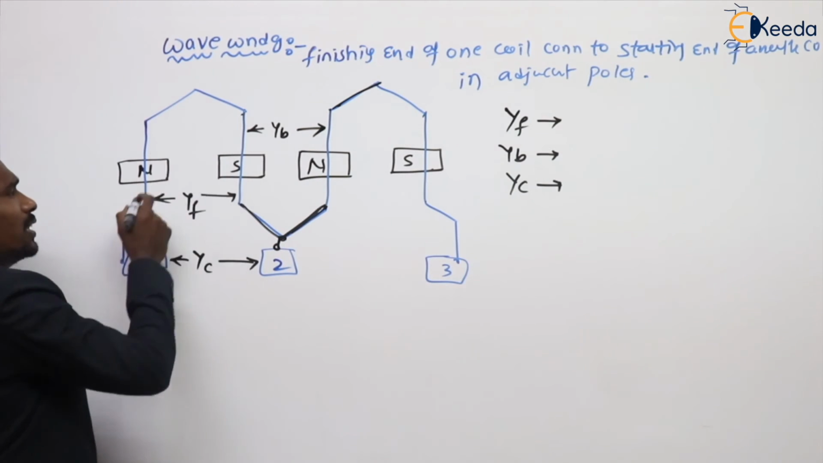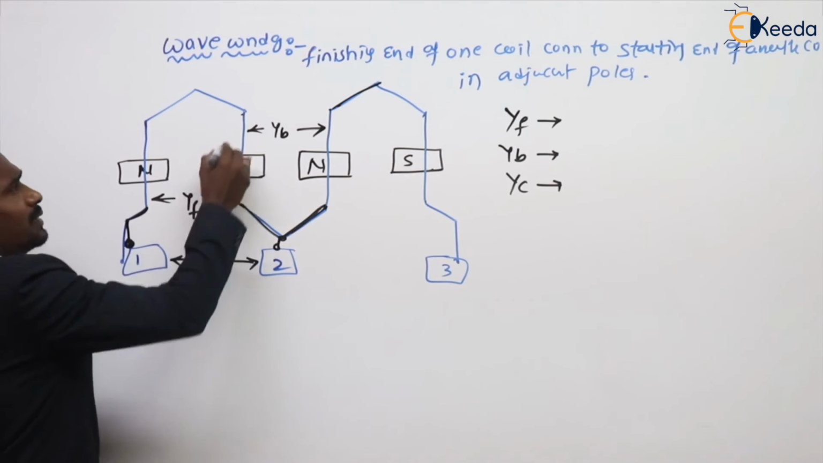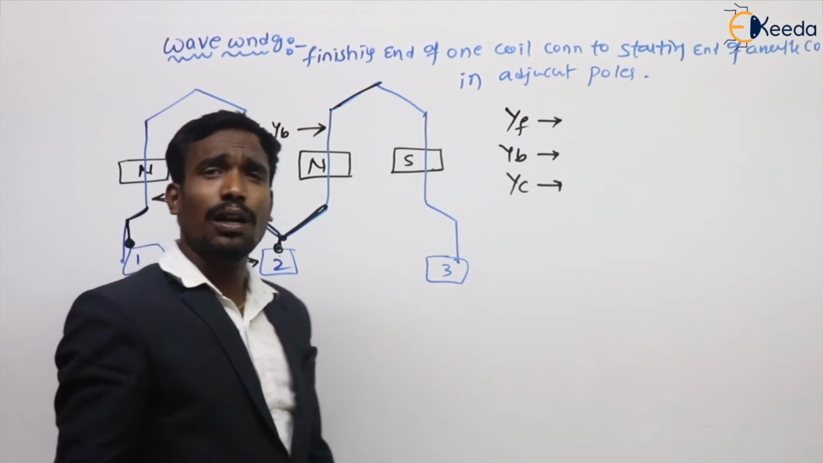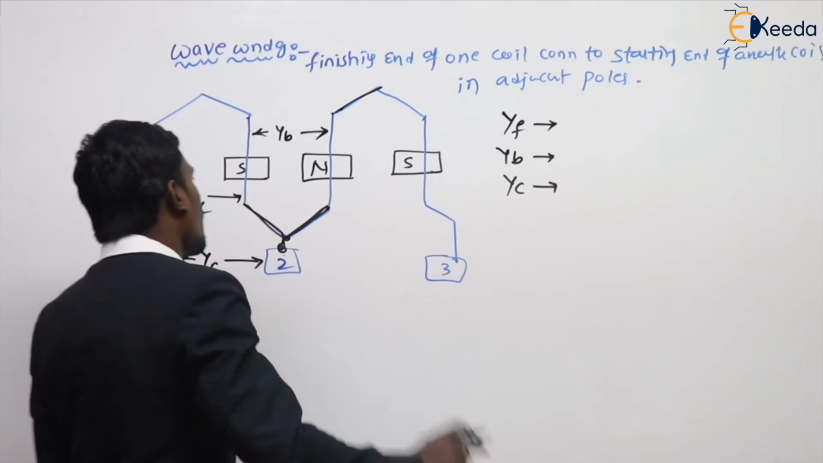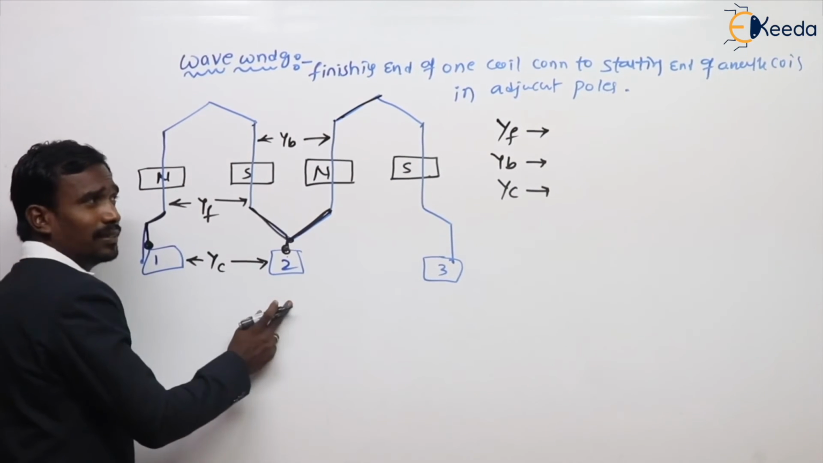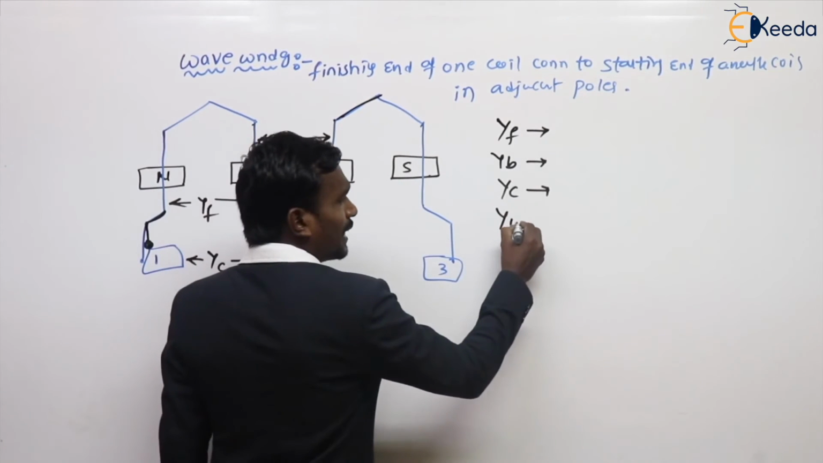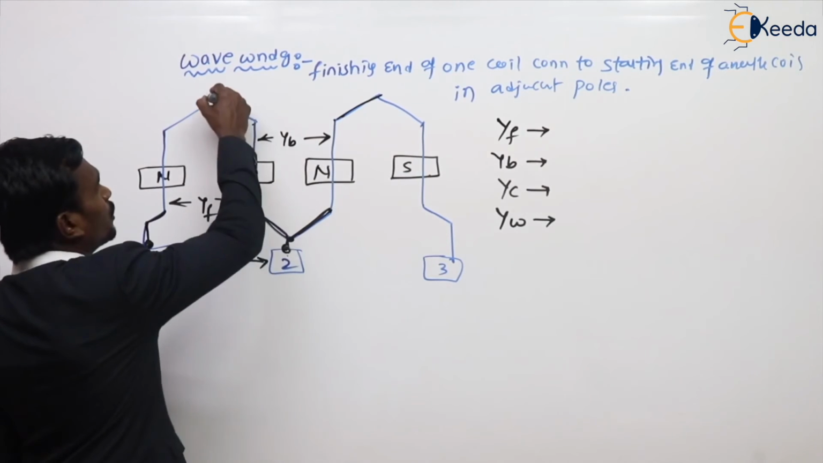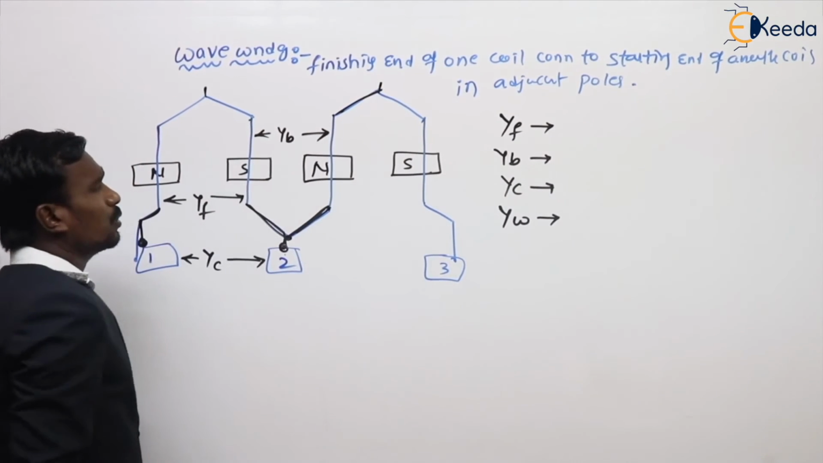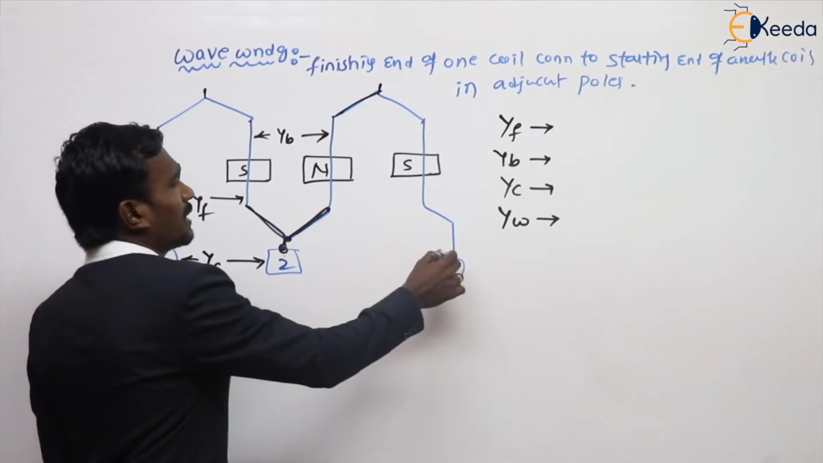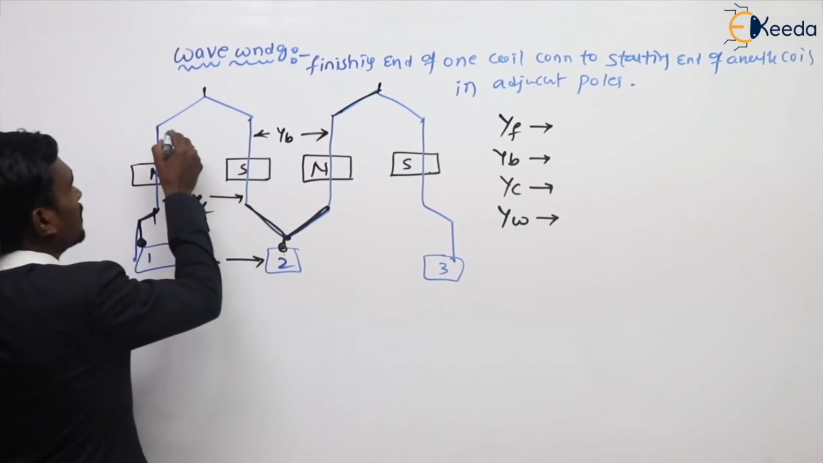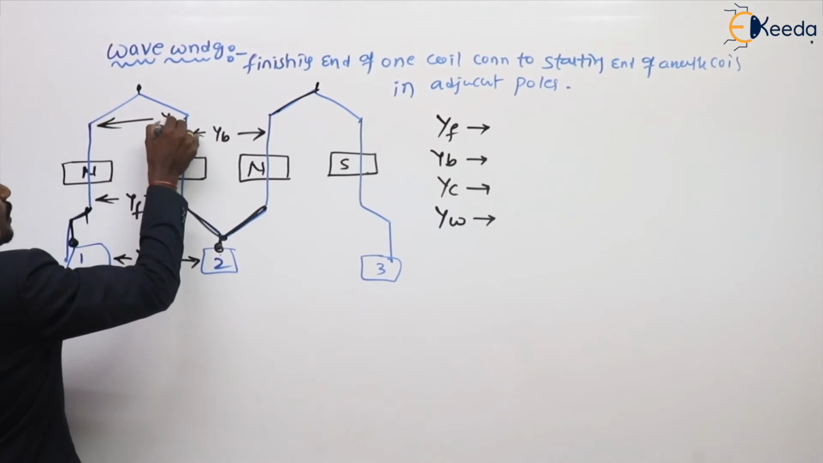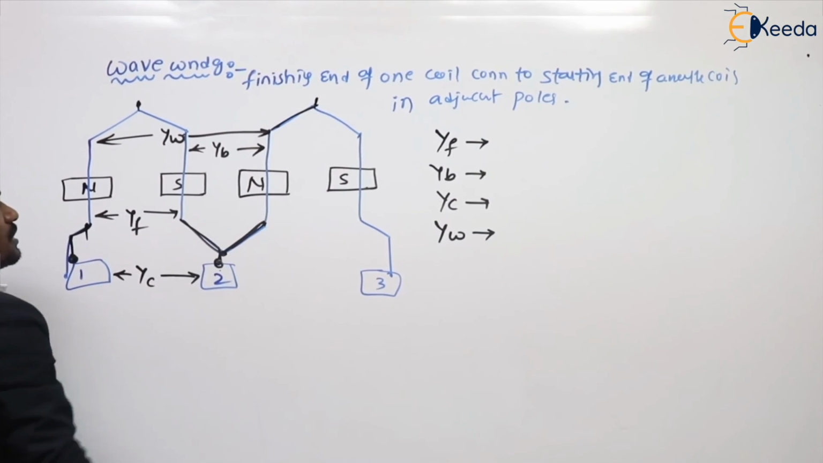This is only one coil. One coil side is connected to this, and another coil side is connected to this. The commutator pitch is the distance between the two commutator segments to which the two coil sides of a coil are connected. And what is winding pitch? Winding pitch is nothing but the distance between two consecutive top coil sides or two consecutive bottom coil sides, this one. So this is the winding pitch.